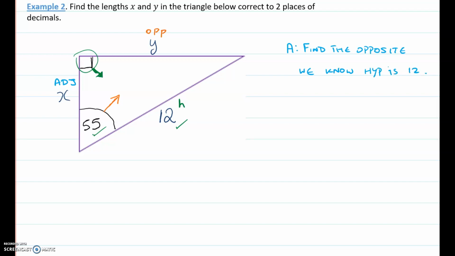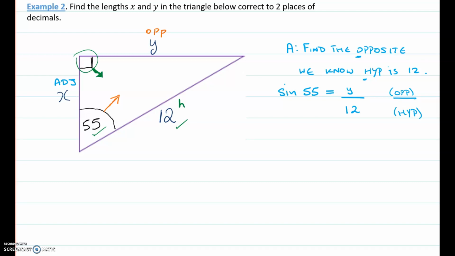Think about the three ratios: sine theta, cosine theta, and tan theta. Which one involves the opposite and the hypotenuse? It's sine of theta. So we set up sine of the angle. It's always sine of an angle, and in this case the angle is 55. So sine of 55 is equal to opposite, which is y, over the hypotenuse, which is 12. Sine is equal to opposite over hypotenuse. That's where that first equation comes from.